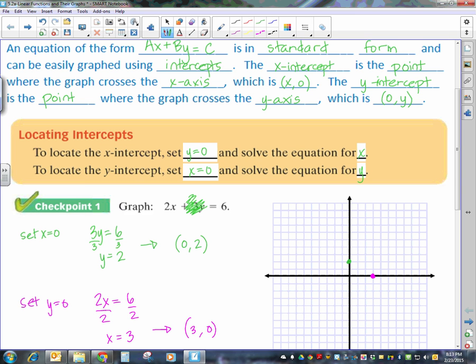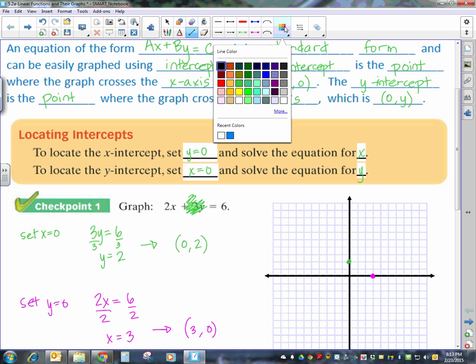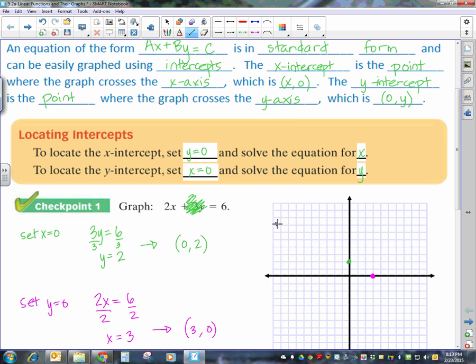And now I have 2 points, and if I connect those points, let's go connect them with my line. Make sure, some people are not doing this, that you put arrows on your lines as you graph them, because they do continue forever and ever. And then I'm going to do my best to connect those 2 points. Okay, I get to adjust mine to make sure that I've got them. Okay, so there's my equation of the line.